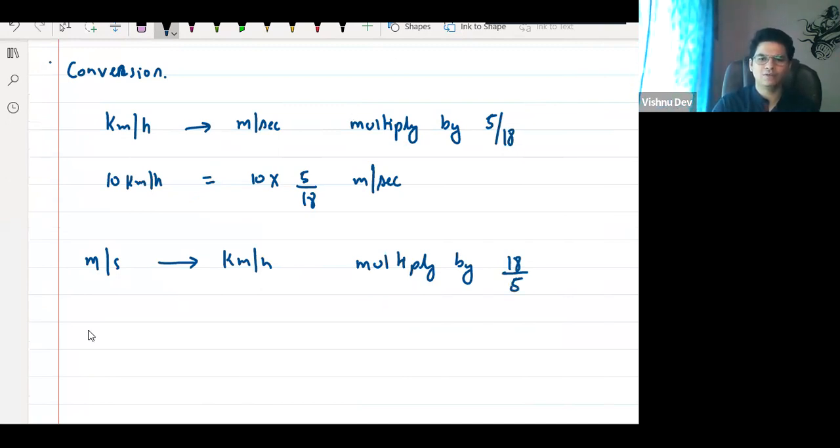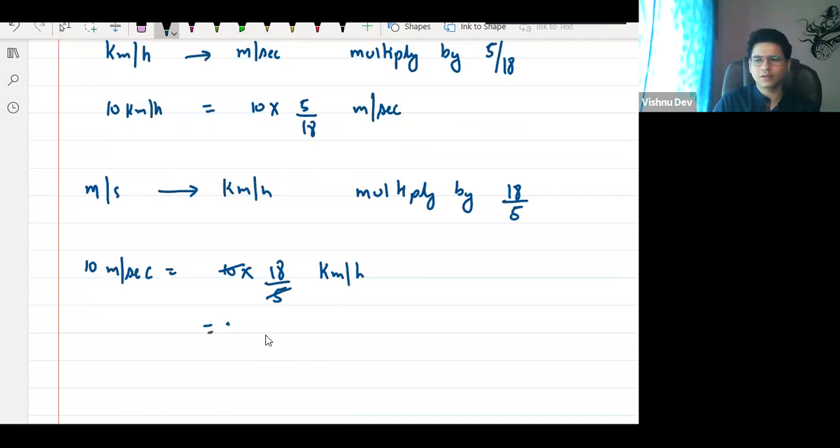For example, 10 meter per second is equal to 10 into 18 by 5 kilometer per hour. This is equal to 36 kilometer per hour. Is it clear? Everyone is clear on this? Right? Easy? Very good, everyone. Easy.